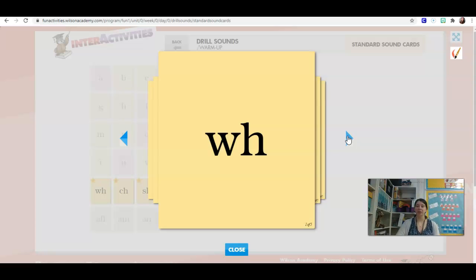We started talking about those yesterday, and we said that there are two letters that go together to make one sound. So our first one is our WH digraph, and it makes the W sound, like at the beginning of whistle. Our next digraph is our CH digraph, and it makes the ch sound like the beginning of chin.